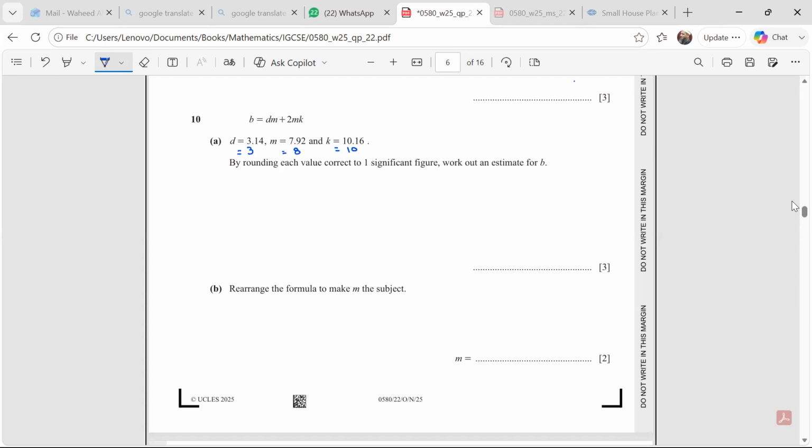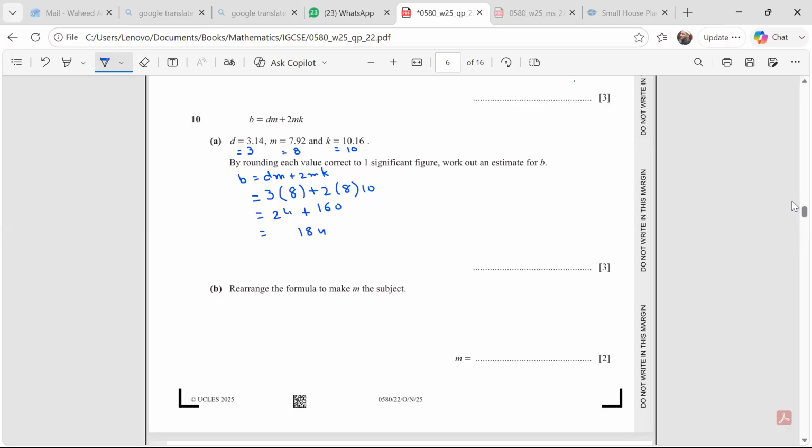We have to calculate this thing, b equals dm plus 2mk. So d is 3, m is 8, plus 2, m is 8 and k is 10. So it's going to be 24 plus 160. So this is going to be 184. Am I right?